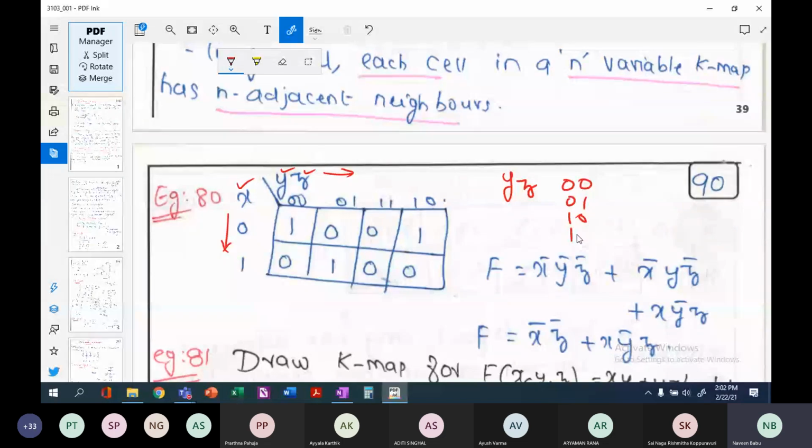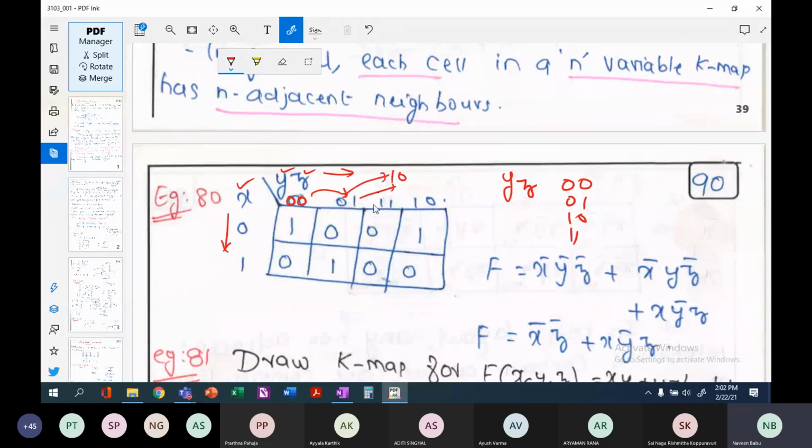But in the sequence in which we write, we always make sure that the change between the adjacent cells follows a gray code rule, meaning that only one variable changes its value. So here, first is 0, 0, which means y is 0 and z is 0. The next cell will have 0, 1, meaning only z has changed from 0 to 1. The next column will not have 1, 0, because if it is 1, 0, then 0 has changed to 1 and 1 has changed to 0. So two variables are changing their values.